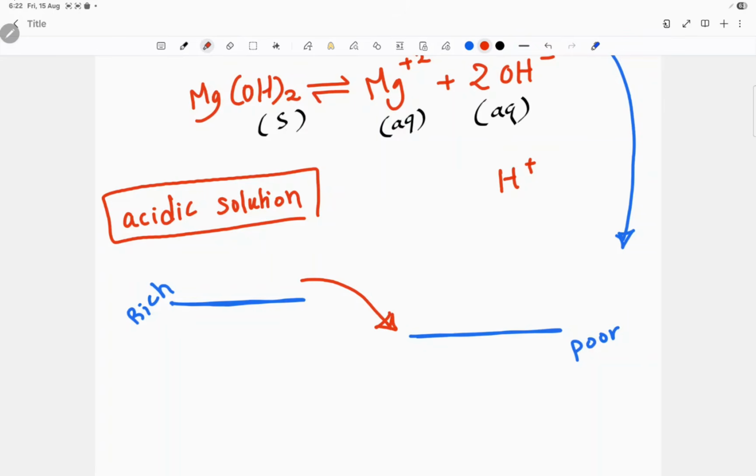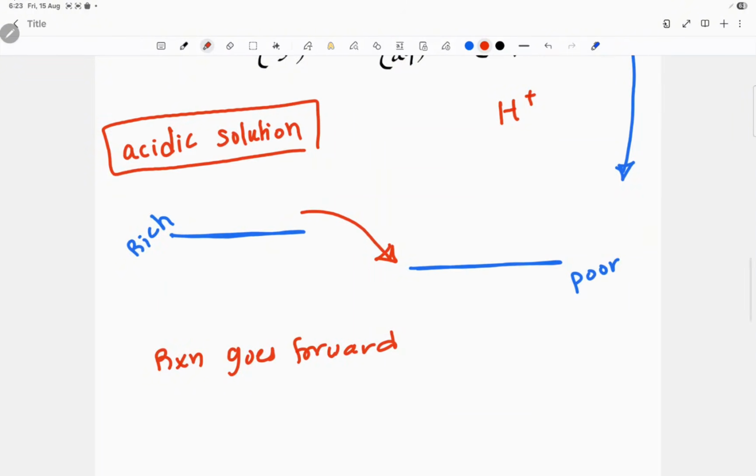That means we have to go to the right side. That means your reaction, you know how it's right now going forward and reverse? This is Le Chatelier's principle. Yes, it will go much more forward than reverse. So the reaction will go forward. It has to compensate because the other side is poor. You must be at the same level, if you're a communist, which I'm sure you're not. But anyways, the reaction goes forward. And so the Mg(OH)2 dissolves.